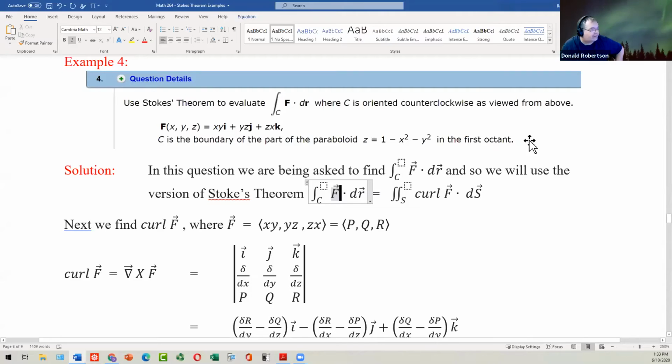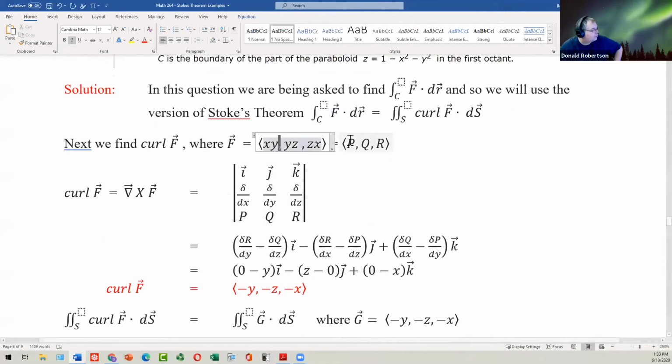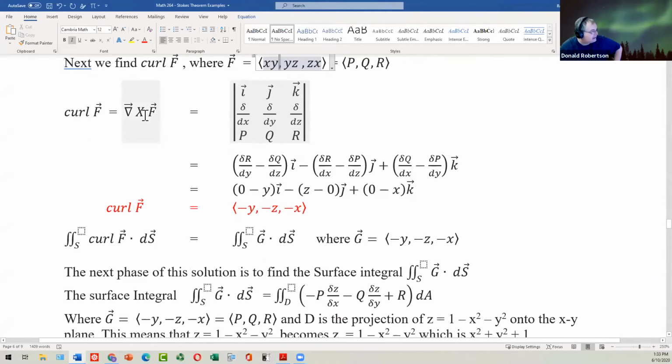And they're talking about the first octant again. In other words, x and y and z are all positive, right? So x is greater than 0, y is greater than 0, and so is z. So it's only this surface if you dropped it down and hit the first octant. So here is f. We'll call it P, Q, and R. Here is the curl. Usual process. Can you trust me? That's what you get.